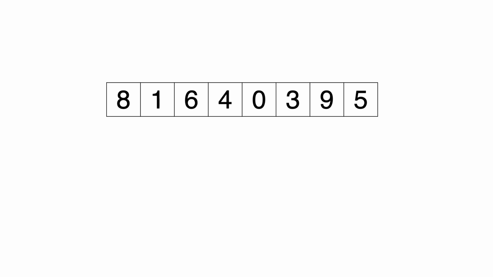In this video, we'll be looking at the QuickSort algorithm. QuickSort uses recursion to implement a divide and conquer strategy to sort an array. The first step is to choose a pivot element, which is usually the last element, so let's make it 5.